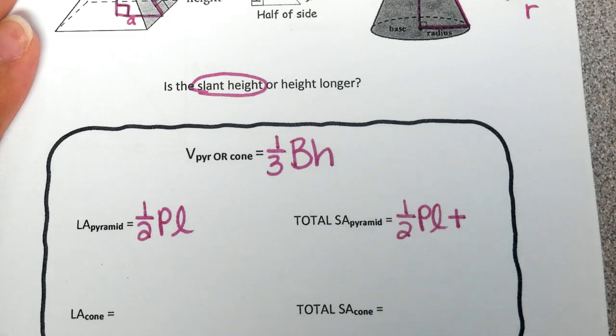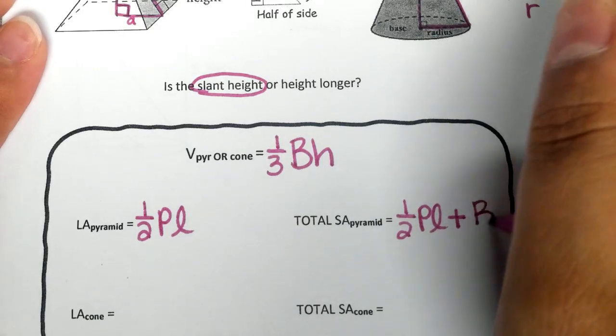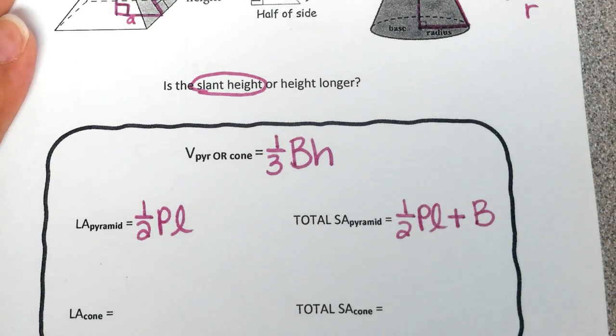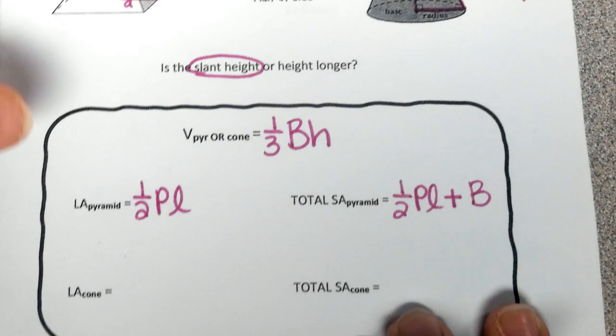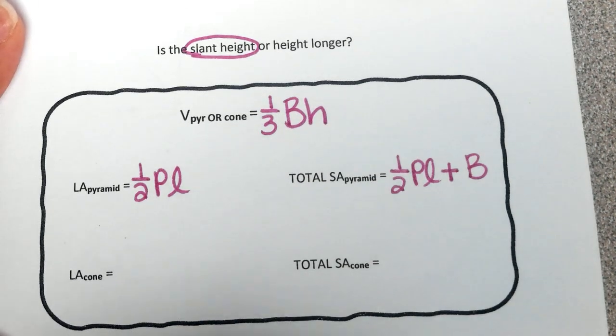Oh, 1B. Why 1B? Because there's only one base. Does that make sense? There's only one base, so there's only going to be 1B in this one.